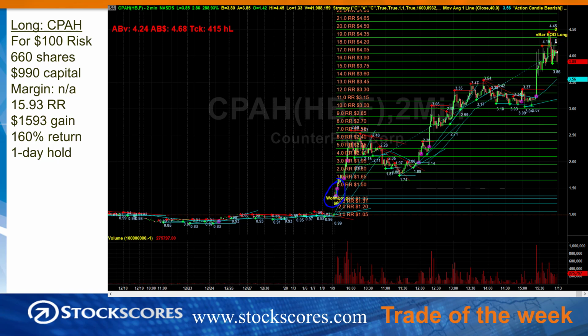it gained $1,593, which is a phenomenal 160% return for a one-day hold. We don't get many like this, but this one came up on Friday. We actually had a couple on Friday with these kind of numbers, and that's always lovely to see.